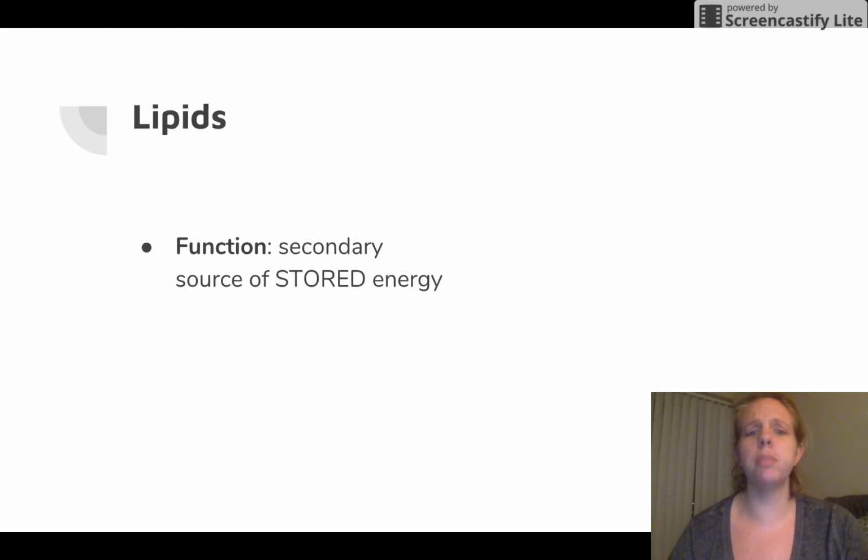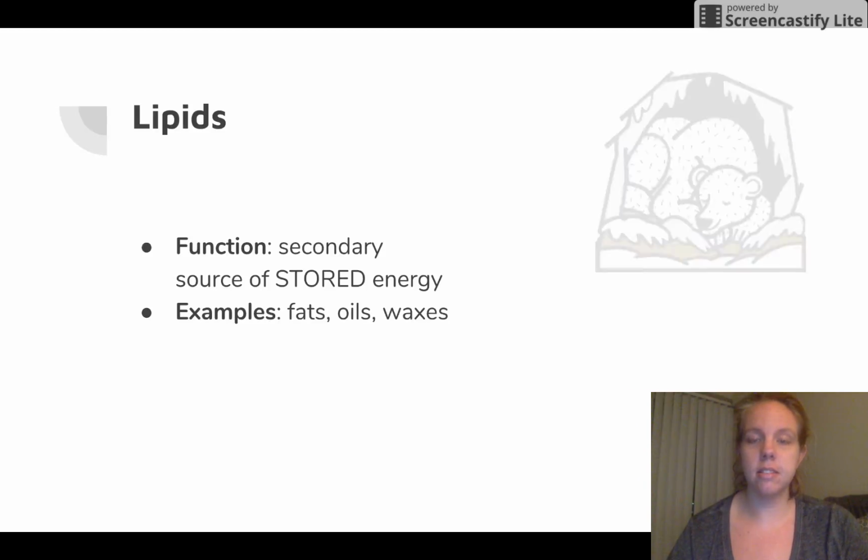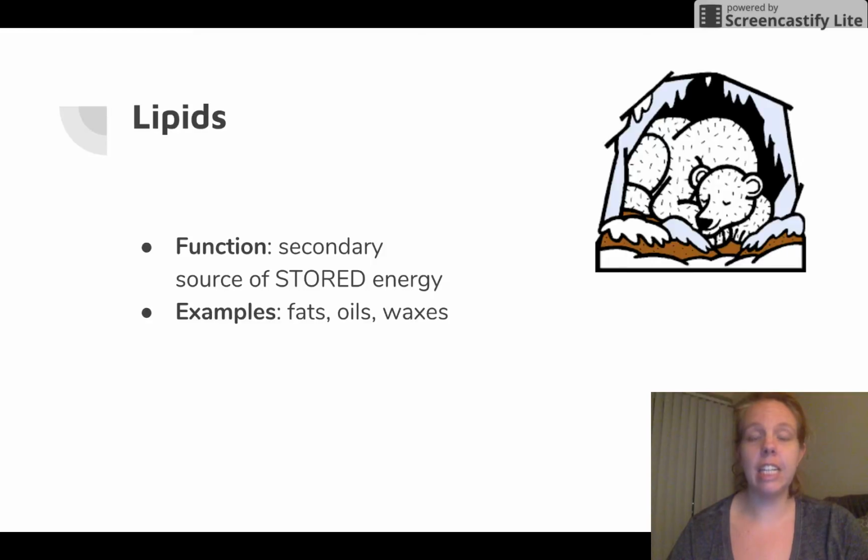The function of lipids is a second source of energy. I do them right after carbohydrates so I can remember the first 2 give us energy, but lipids are stored. They're backup. And examples are fats, oils, and waxes. So bears eat a lot, get fat right before the winter so that they have that stored energy.